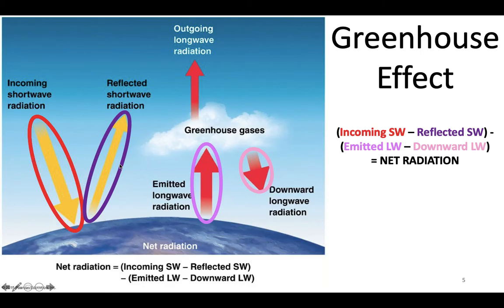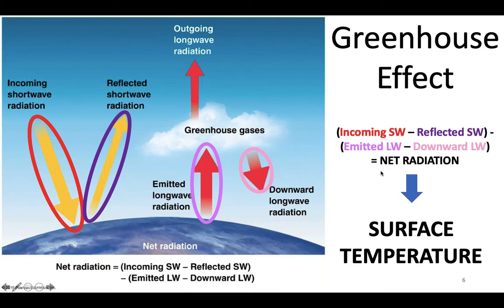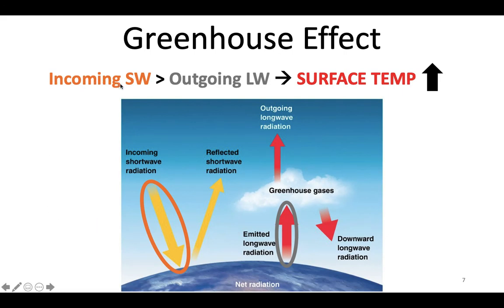Now, you can imagine that if you increase the amount of gases that are in the atmosphere, you're going to increase the amount of longwave radiation that then gets trapped when it's reflected against those, warming the surface of the Earth. So, the net radiation on the Earth's surface is a combination of the incoming shortwave radiation minus whatever gets reflected out. And then you've got the emitted minus the downward. And that's the net radiation that's at the surface of the Earth. And all of that, the net radiation, is going to contribute to the surface temperature that you have at the surface of the Earth.